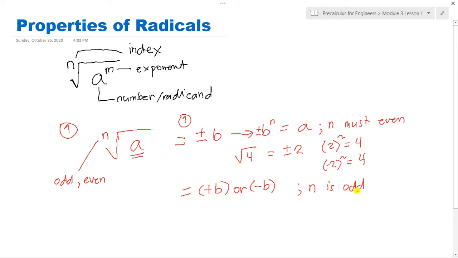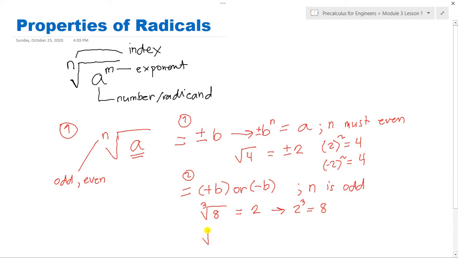So, di ba, see the difference? Kapag odd siya, hindi dalawa yung answer mo. Unlike sa first natin na condition. Kasi kapag odd, it can only be positive or negative. Now, to visualize this, let's say we have cube root. Di ba? 3 is an odd number. So, 3 here is our index. So, cube root of 8. What is cube root of 8? If you have calculator, that will result to positive 2. Kasi if we do the reverse, 2 raised to the power of 3, the resulting answer is 8.